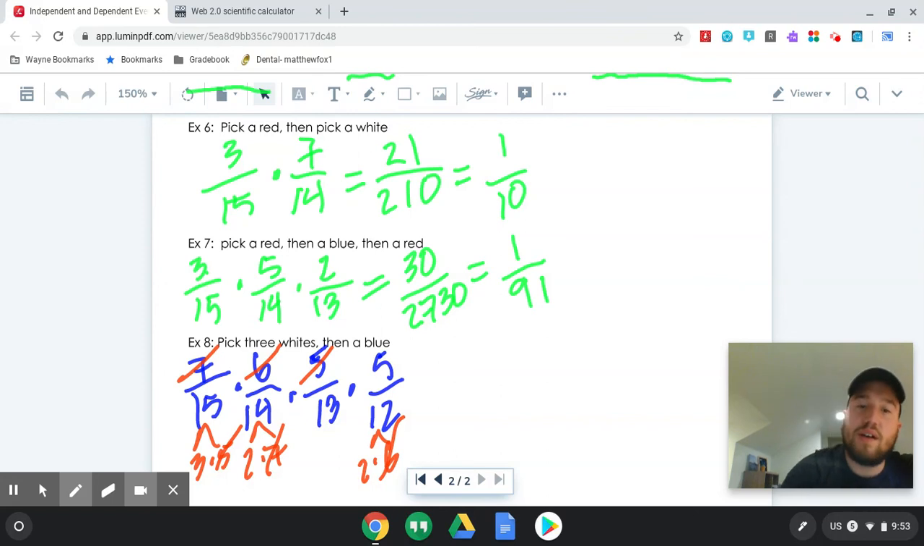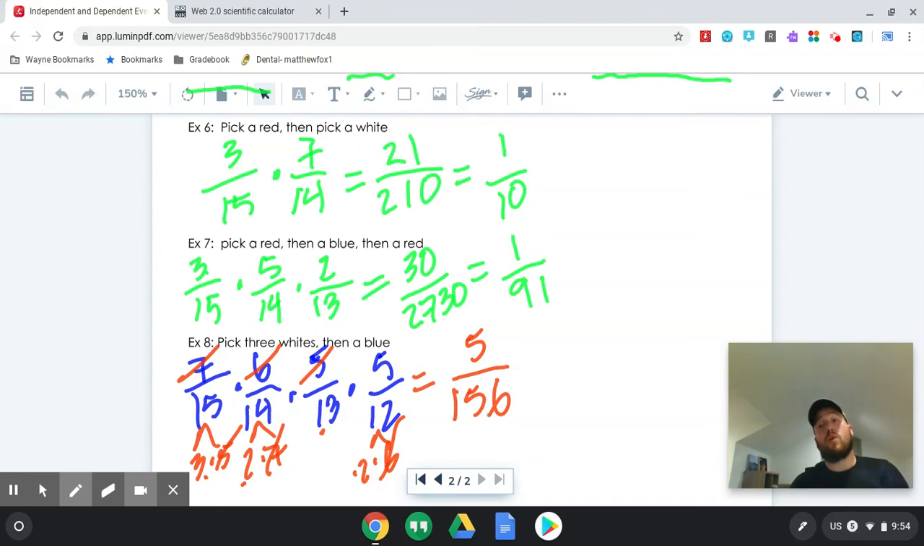Now at this point, we are left with just a 5 on top. 3 times 2 right here and here gives us 6. 6 times that 13 is going to give us 78. And then 78 times 2 will give us 156. So we have 5 over 156. Double check real quick. Can anything be reduced? And in our case, no.